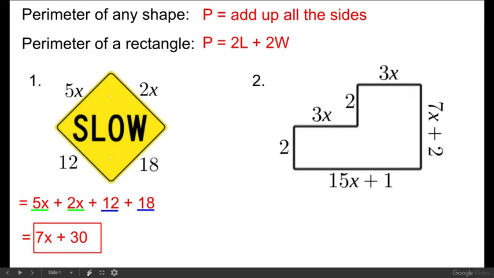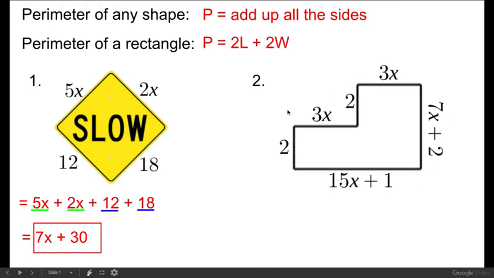For number two, this one looks a little bit more intimidating because it's a totally different shape, but we are still doing exactly what we did before. It's the perimeter, so we're just adding up all the sides. The only thing you have to be careful of here is making sure that you have all of the sides accounted for. So what I like to do is pick a certain spot. I'm going to start here with just this number 2, and then I'm going to go clockwise around the shape just to make sure that I have all of the sides listed.